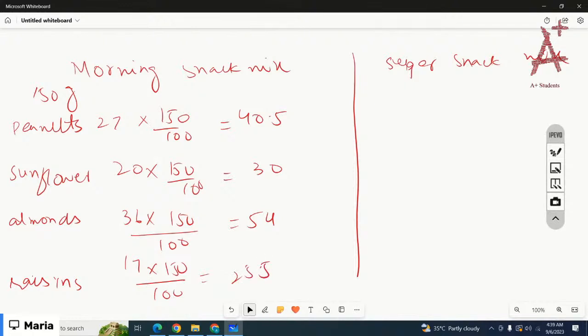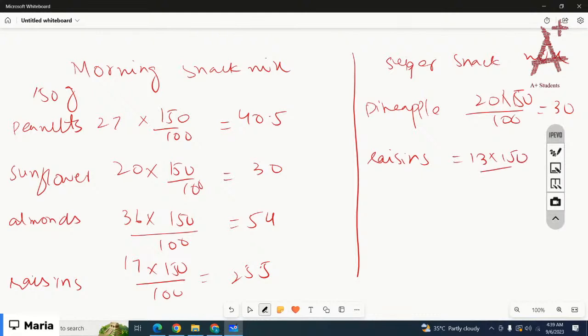Same way you can calculate the values for the super snack mix. So for the first one it is pineapple chunks, not peanuts. It is 20 times 150 over 100, that would be 30. Then for the raisins it is 13 times 150 over 100, so it is 19.5.